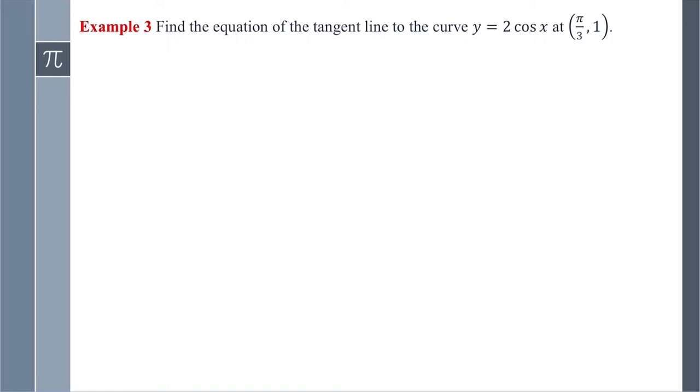Now this one is find the equation of the tangent line to the curve y equals 2 cosine x at pi over 3 comma 1. So first we need to find the slope of the tangent line. The slope of the tangent line is given by the derivative of this function. Okay, so let's go ahead and find the derivative of this function first.